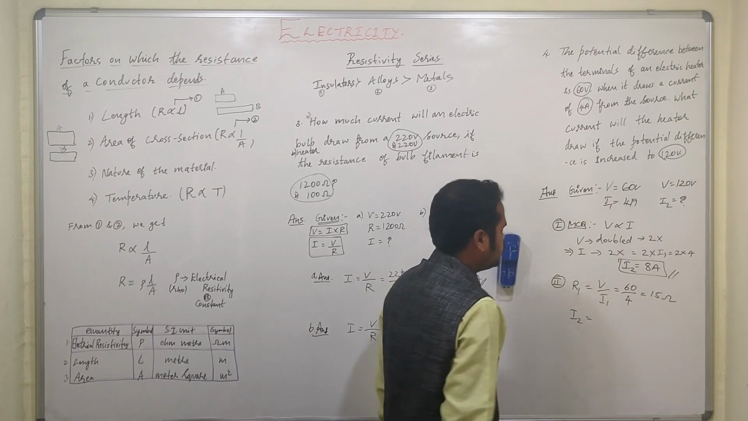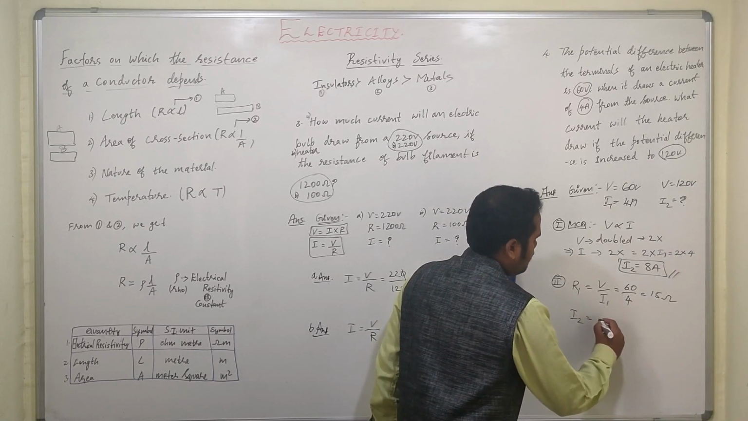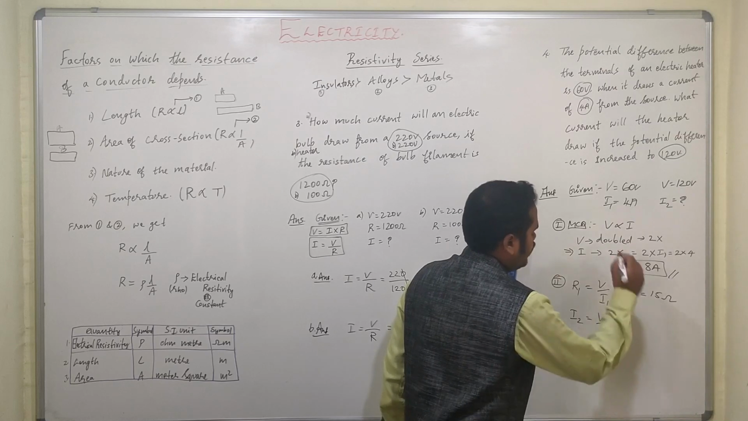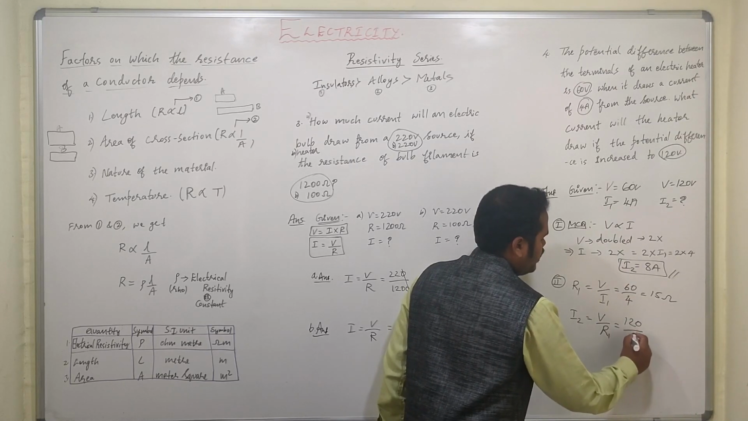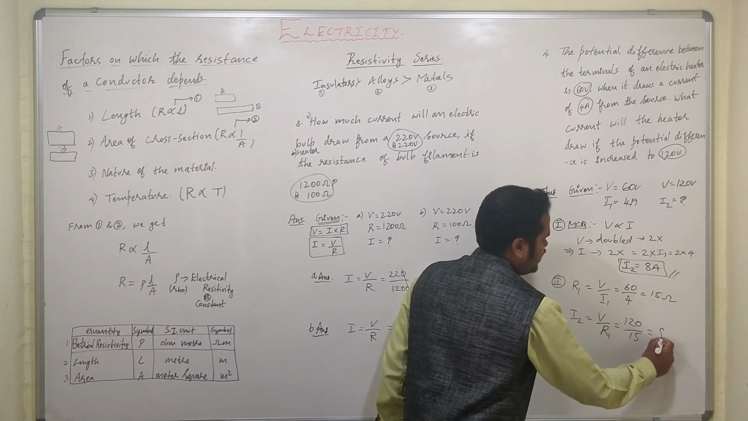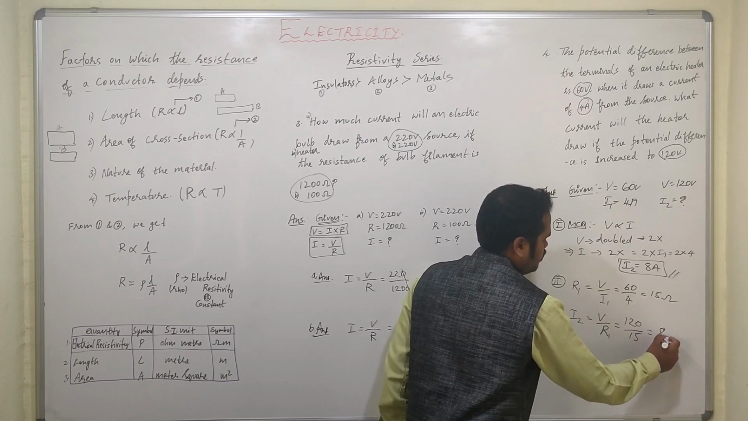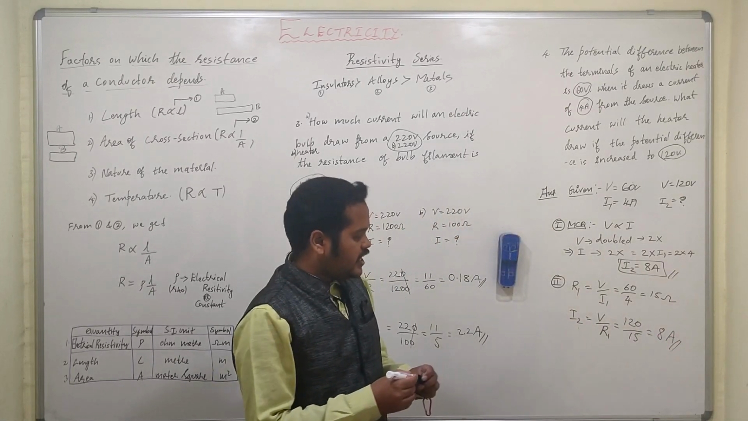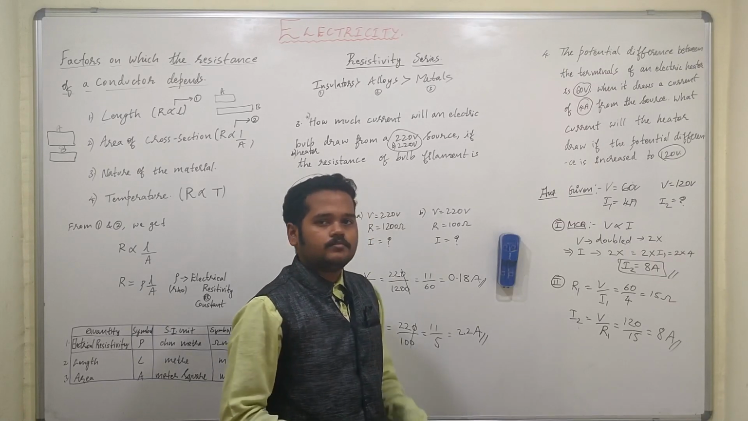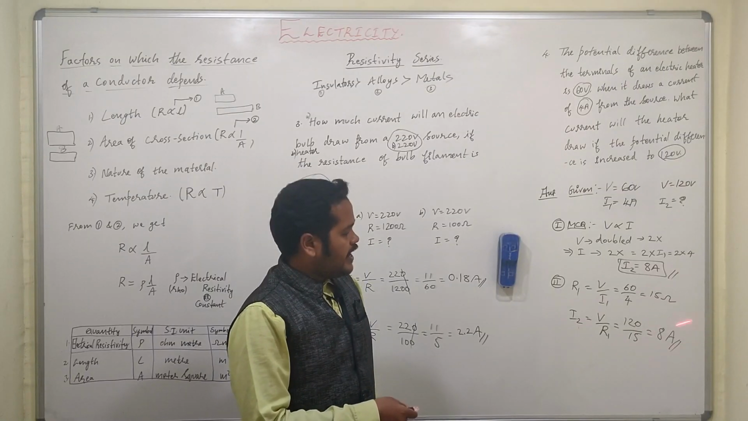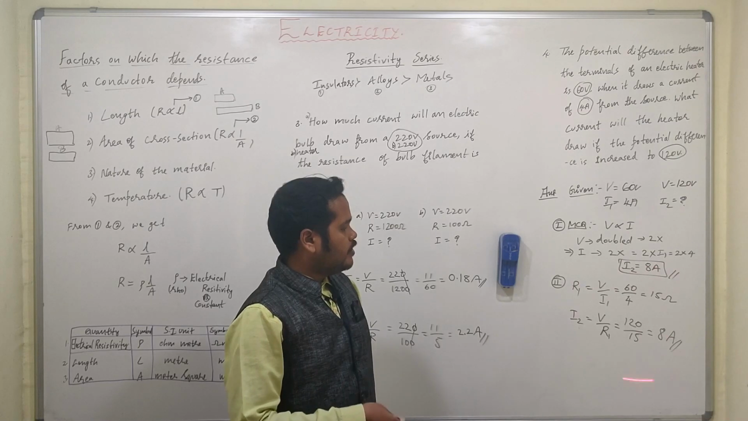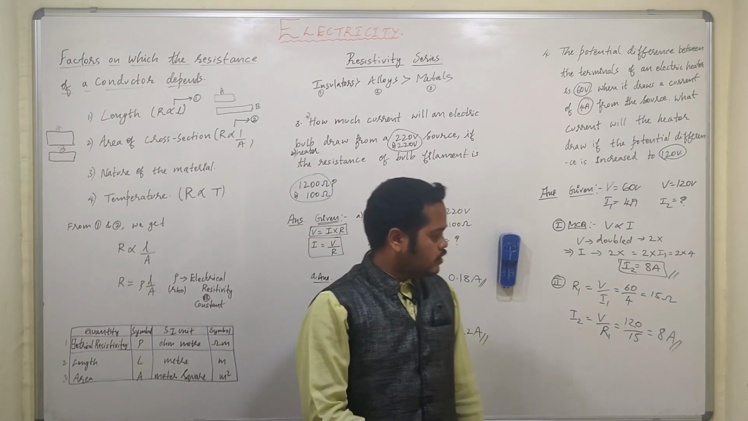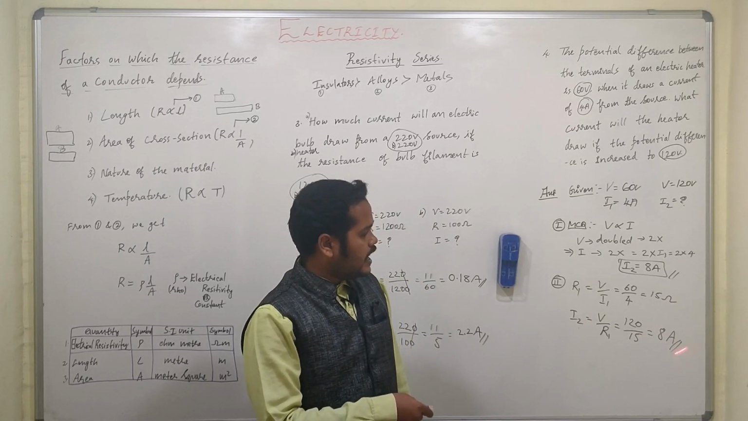I2 is equal to V by R1. What is V? 120 by R1, 15. 15 8s are 120. SI unit of current is ampere. So we have 8 ampere. So this is a method where you can solve a 2 mark question. So at last we got 8 ampere.